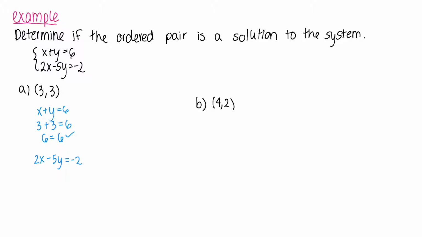Let's try it with the 2x minus 5y equation. So 2x minus 5y equals -2. Because it has to work in both of them. So plugging in 3 for x and 3 for y, we get 6 minus 15 is equal to -2. This is going to give us -9 equals -2, which is going to be a no-go for us. So because it worked in this one, but it didn't work in this one, 3, 3 is not a solution to the system. They have to work for both equations.